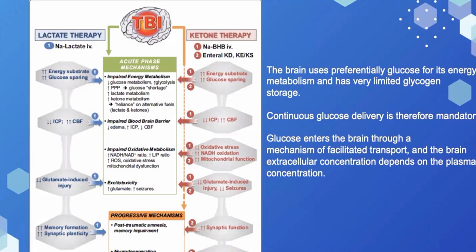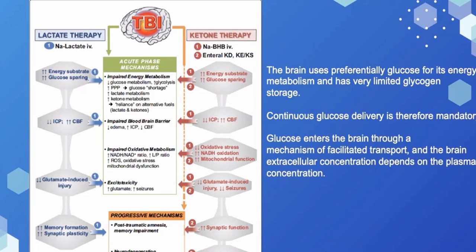We know that the brain uses preferentially glucose for its energetic metabolism and has a limited glycogen storage. So a continuous delivery of oxygen is necessary for the brain to work. And glucose enters into the brain through a mechanism of facilitated transport, and the brain extracellular concentration depends nearly on the plasma concentration.